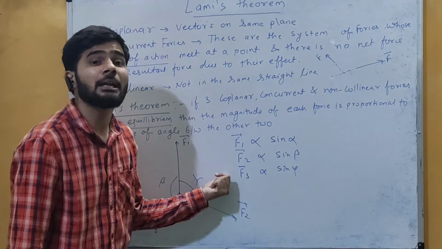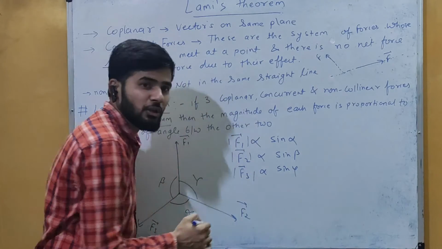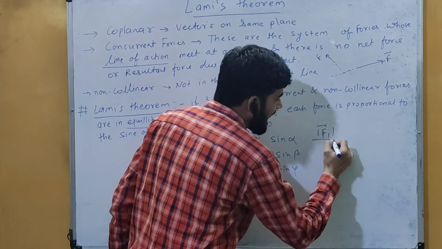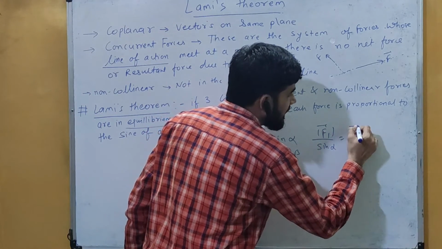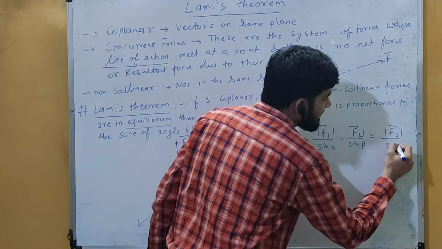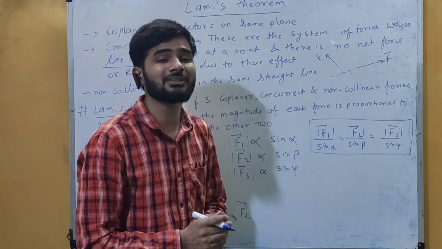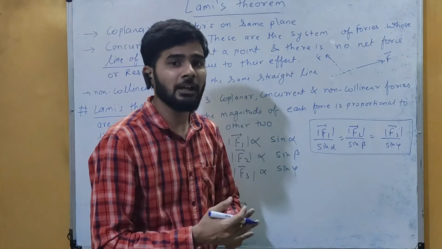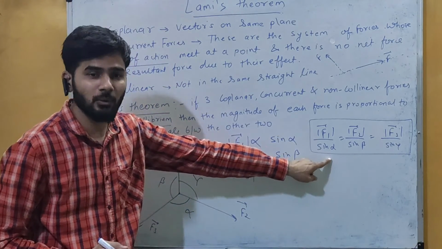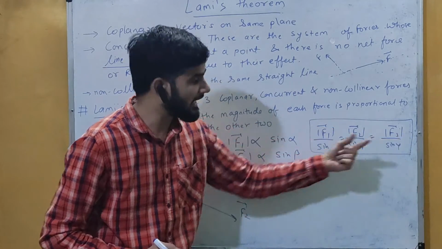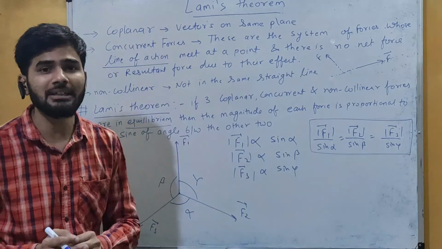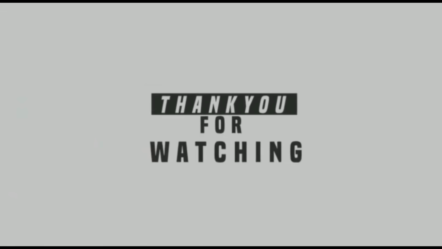Now these all three are magnitudes. We can also write them with the modulus, which represents the magnitude. When we combine all three, I can write F1 by sine alpha is equal to F2 by sine beta is equal to F3 by sine gamma. So this is the relation between all three forces and the angles between the different pairs of forces. If force F1 is given, angle alpha is given and angle gamma is given, then you can find F3. You can use any two of these for calculating the force or the angle between the other two. So this is all about Lami's theorem.